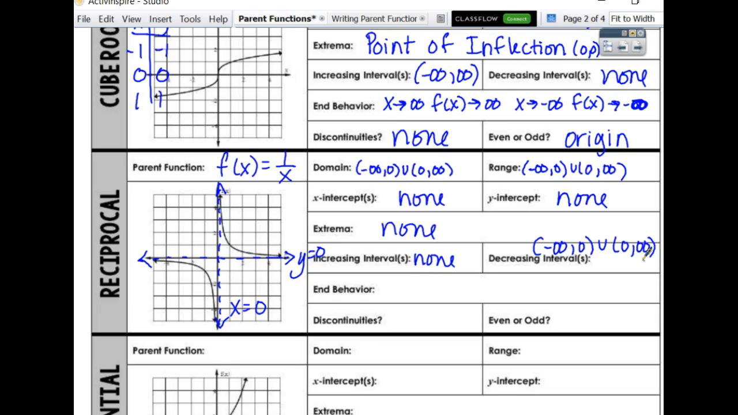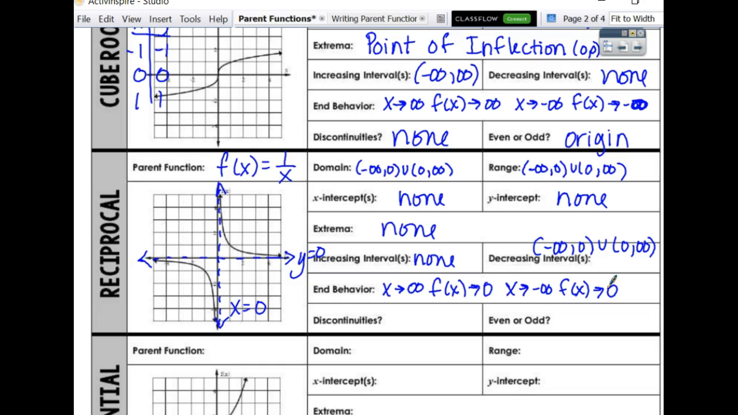Paul, I want end behavior. What's it going to? It's going to 0. If it's infinity, that means it's going up, right? It's going to 0. And then x goes to negative infinity. f of x goes to what? 0.